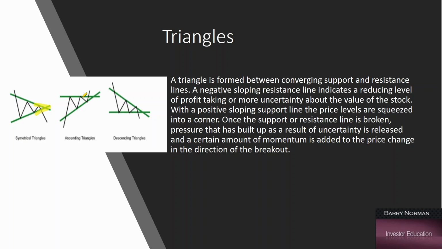And when they get forced into this little corner, the traders are forced to act. The reaction that the traders have then becomes predictable because it's going to indicate whether it's the bulls or the bears controlling the market. But as they get forced into the center of the triangle, they are forced to act. And based on the shape of the triangle, you can predict price movement. Now, once the support or resistance line is broken, pressure that has built up as a result of the uncertainty is released, and a certain amount of momentum is added to the price change in the direction of the breakout.